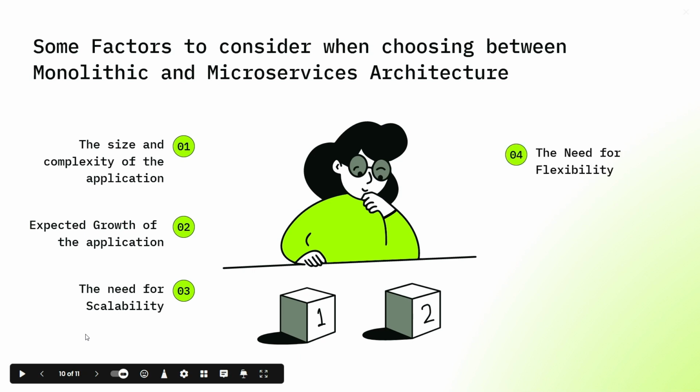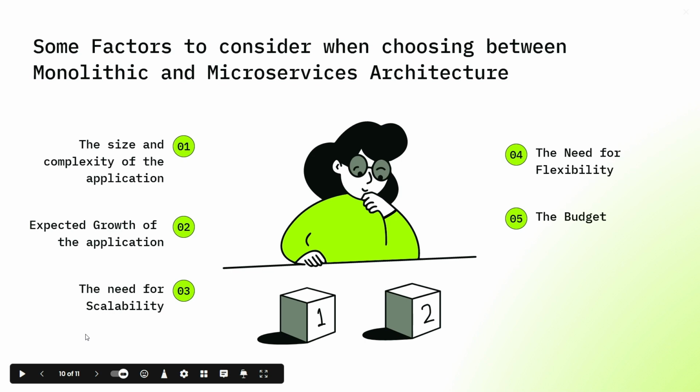The need for flexibility. Microservices architecture is a good choice for applications that need to be able to change or update frequently. This is because each service can be changed or updated independently. Monolithic architecture is not as flexible, so it may not be the best choice for applications that need to be able to change frequently. And the most important is the budget.